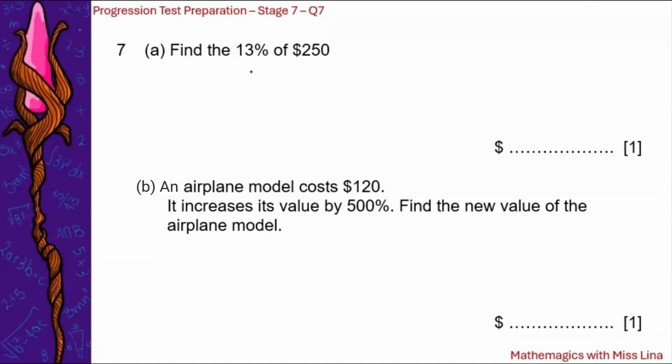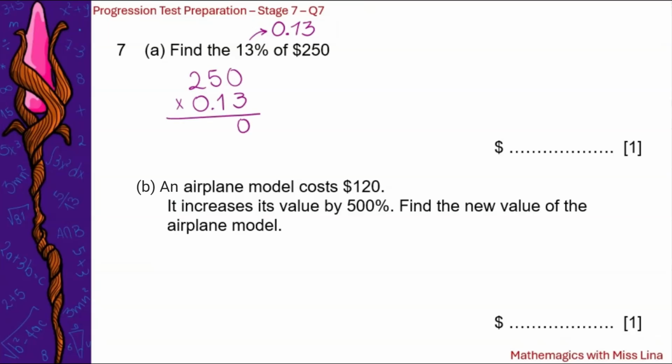Okay, it says find the 13% of 250. I think the fastest method is just to convert this into a decimal, 0.13, and then just multiply by the 250. So you would do 250 times 0.13.